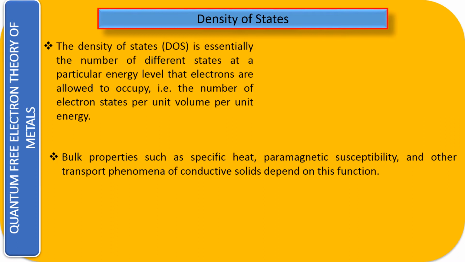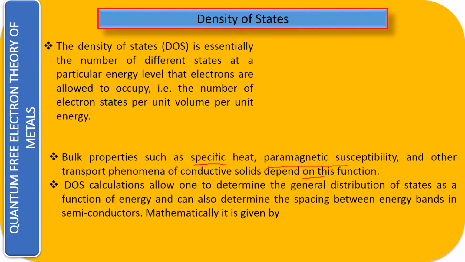So some of the bulk properties like your specific heat, the paramagnetic property or susceptibility, and other transport phenomena of the conductive solids depend on these functions. That is, on the density of states, some of the bulk properties are determined, right? So whether the density of states is more or less, depending upon that, you can have the specific heat, the paramagnetic susceptibility and other transport phenomena which is essentially required for the conductivity.